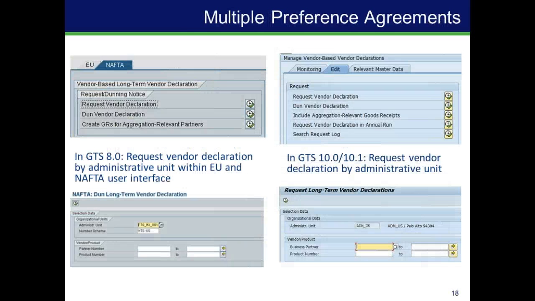This slide again shows the transition from an agreement-based preference maintenance to having the admin units drive which preference agreements are being maintained. You can see we moved beyond just managing by EU versus NAFTA in 8.0 and the earlier versions to managing vendor declarations, as we saw before, by the admin unit. For that admin unit, you would activate which preference agreements are applicable, and that would be done in the configuration for preference processing.